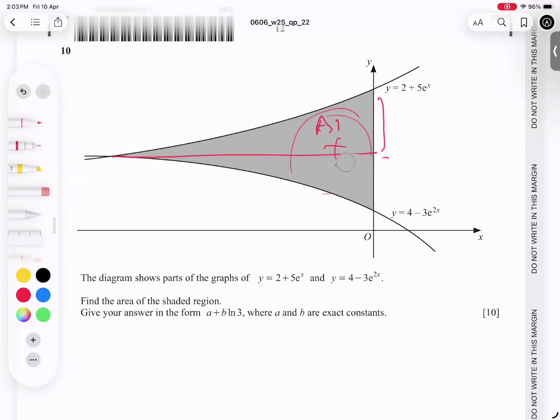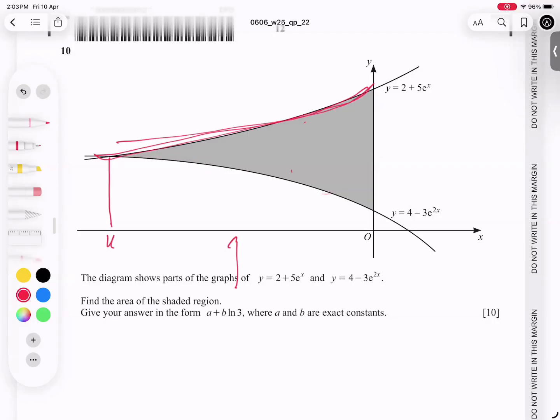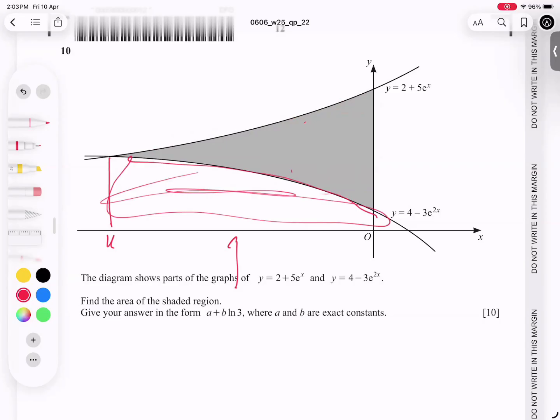Plan number two: find this intersection, but we don't need the y coordinate, we're looking for the x coordinate. And we look from this corner. This is the upper curve. If I integrate the upper curve, I'll get the full area. If I integrate the lower curve, I'll get the white area. If I subtract them, I get my answer. So I think both ideas are clear.